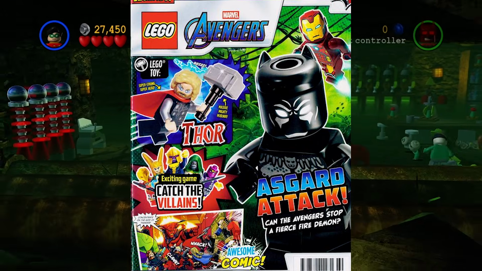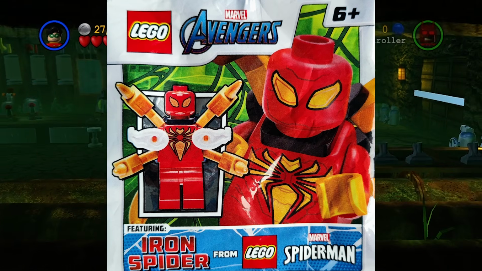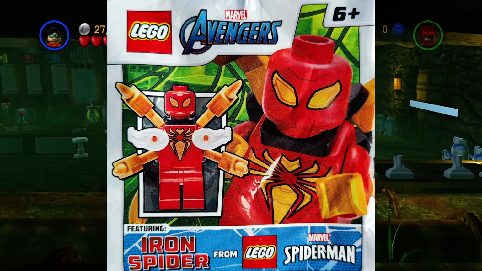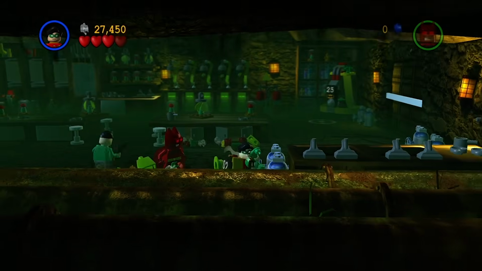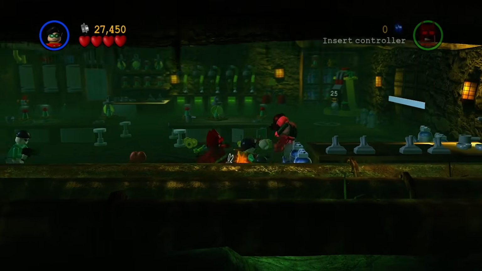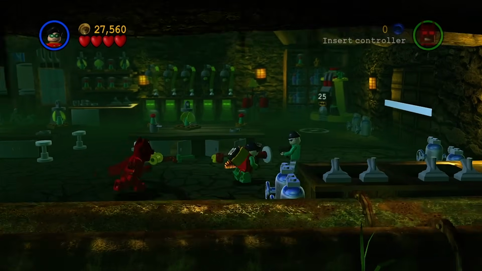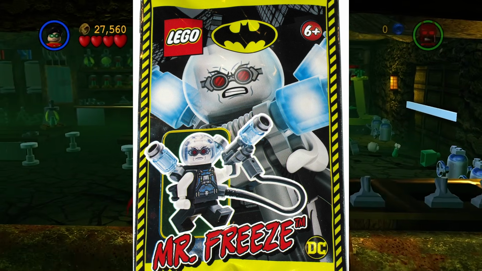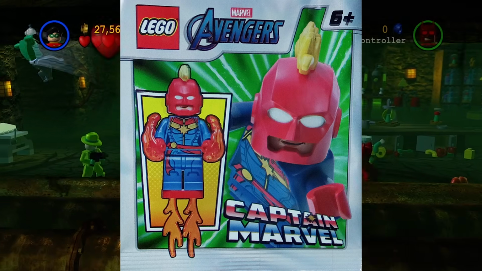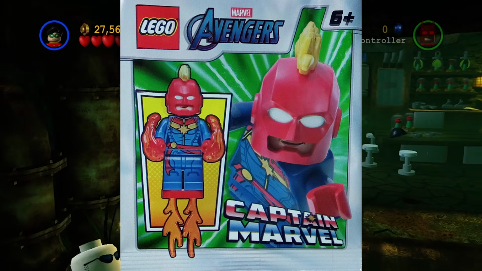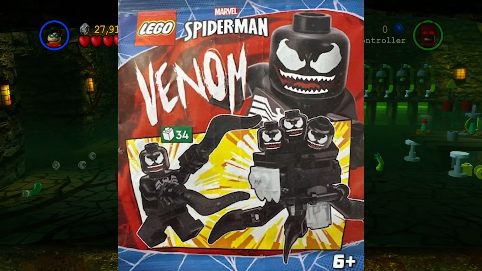It's filled with comics and games and stuff, various activities, and all of them come with a poly bag of sorts, which either has a minifigure or a micro build, something of that nature. Some of these minifigures are exclusive variants you can only get from the magazine, or are otherwise only included in one set. There's this Mr. Freeze minifigure that can only be found in one of the 2020 issues, or this Captain Marvel minifigure that only appeared in one set. The builds include this exclusive Bat Cycle set, or whatever this Venom creature is.